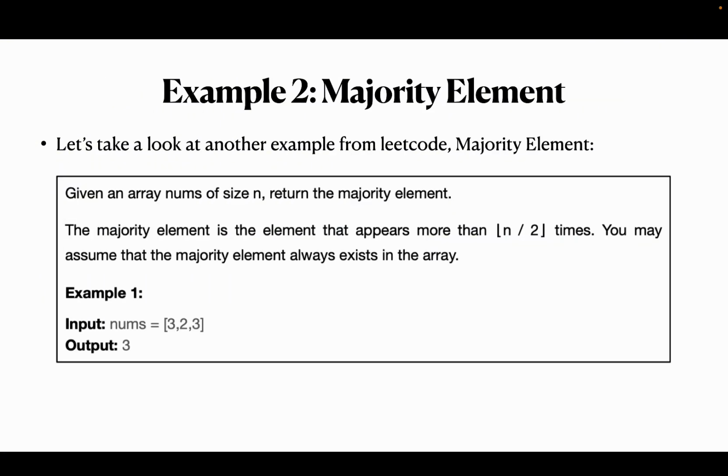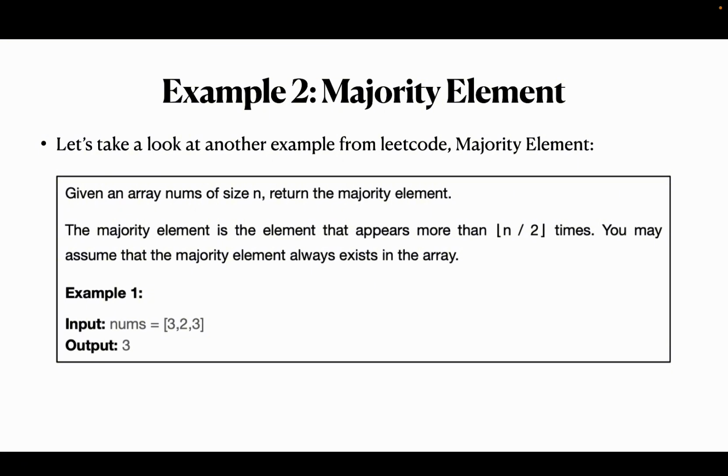This example is from LeetCode called Majority Element. Given an array nums of size n, return the majority element. The majority element is the element that appears more than floor of n over 2 times, and you may assume that the majority element always exists in this array.